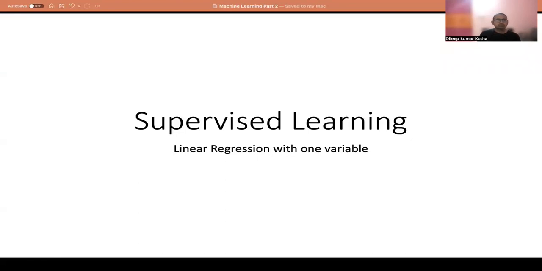In the last video, we have seen about machine learning. We have seen various definitions and various types of machine learning, supervised and unsupervised. In the current video, and in the coming set of videos, let's look at supervised learning in a much more detailed manner. Let's start with linear regression with one variable.